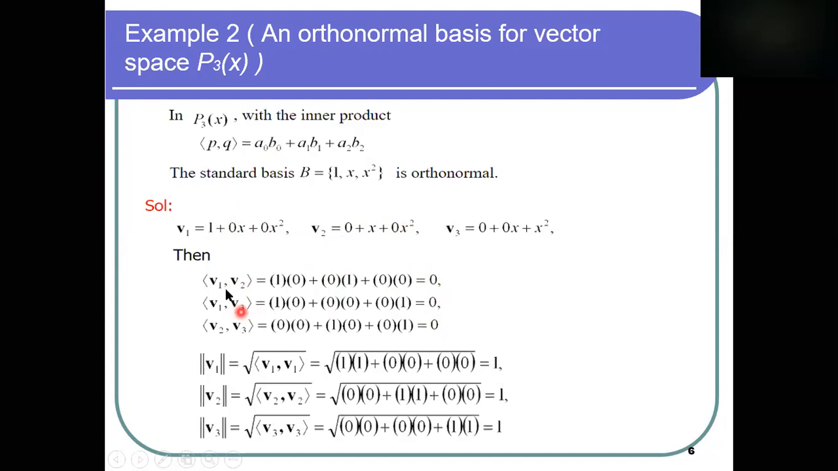If we take V1 and V3, we have to multiply the corresponding coefficients of the polynomials in V1 and V3: 1 into 0, 0 into 0, then 0 into 1. In that case, it is also 0. If you take the norm of each vector, the norm is 1. So both properties are satisfied for these basis elements of P3, and we can say this standard basis of P3 is orthonormal.